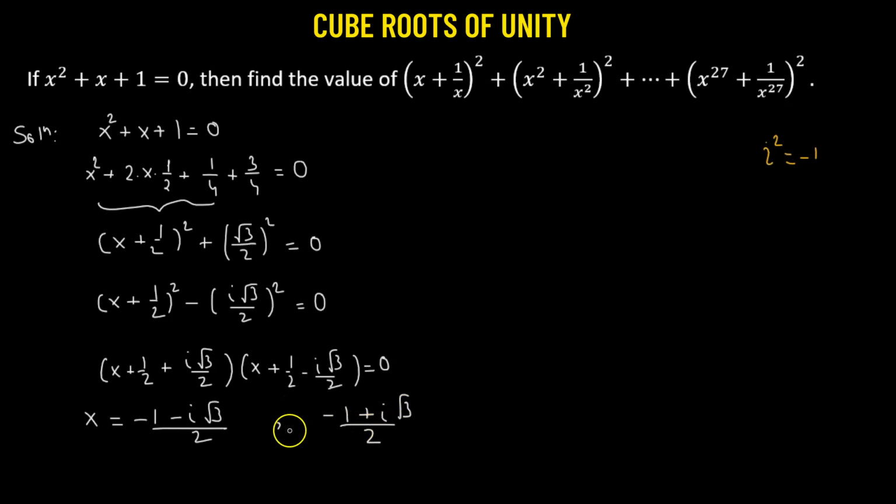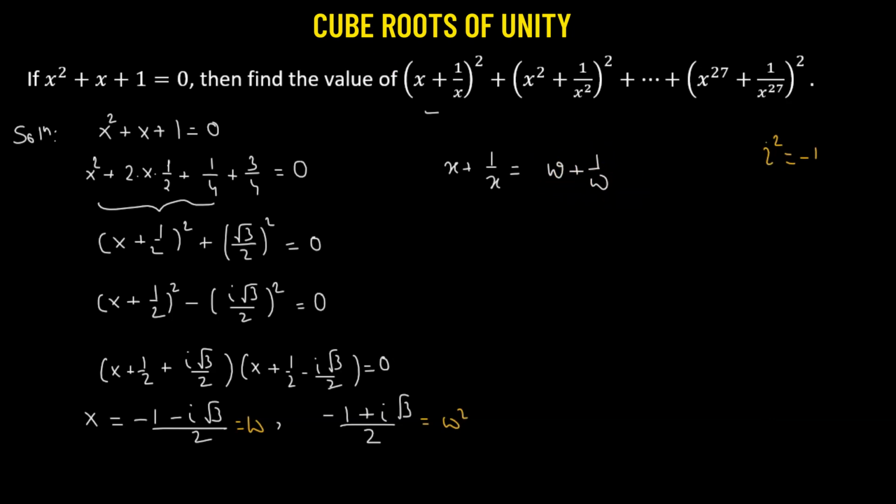But we know that these are the cube roots of unity. So that means x, we can consider it to be equal to omega, and the other root to be equal to omega squared. Fine. Now we'll use this fact. So our first term is x plus 1/x. In place of x, we can replace it with omega. So we have omega plus 1/omega.